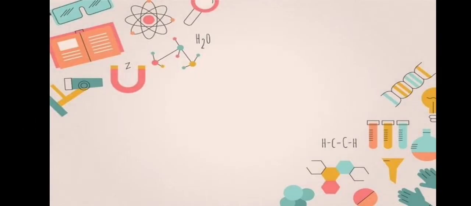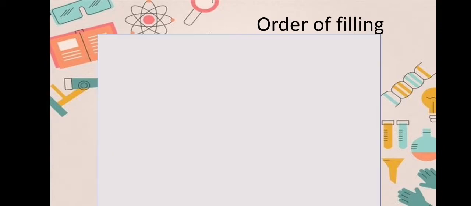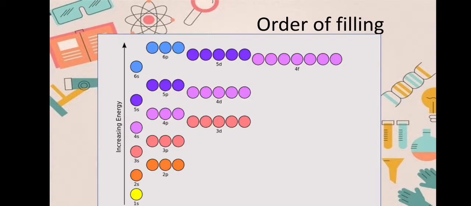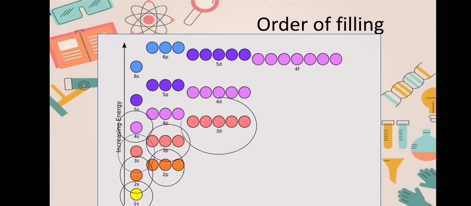Now there is a certain order of how we fill these subshells according to the increase of energy that we can see up here on the y-axis. So we would start with 1s, then 2s, 2p, 3s, 3p, but instead of finishing off with the 3d, we'd fill the 4s first, as you can see, because it's at a lower energy than the 3d, and then we'd go on to fill 3d, etc.